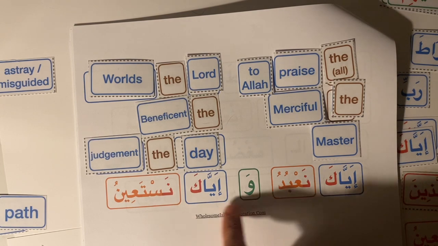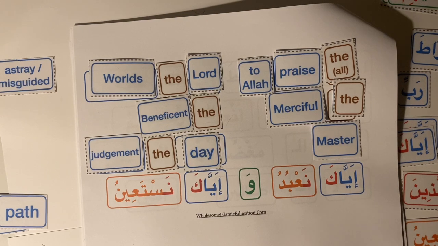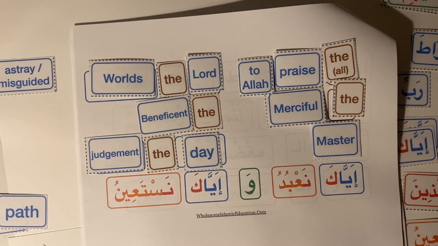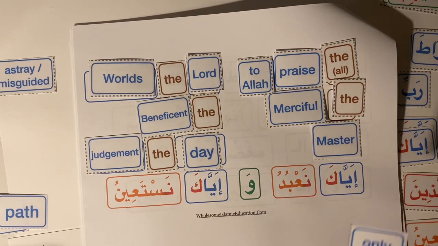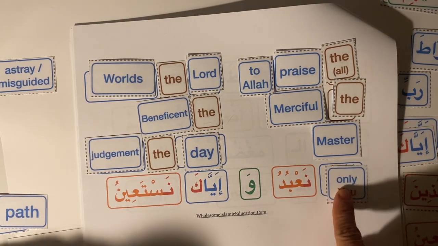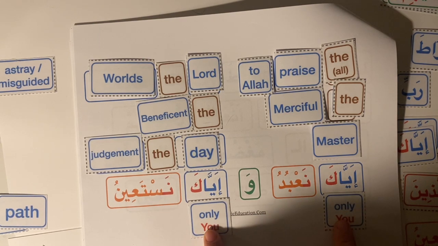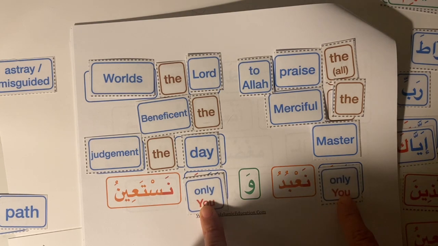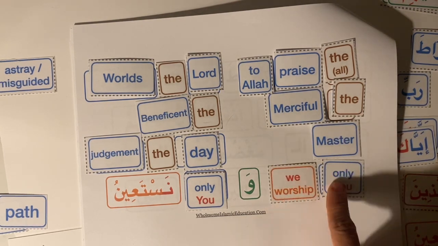Iyyaka na'budu wa iyyaka nasta'in. Only you do we worship, and only you do we seek help from. So iyyaka over here, this is a word that has both blue and red. So we only have one piece that has blue or red, and it's basically only you over here and another one there. Okay, so that's why the color coding can help them out a lot. Iyyaka means only you. The ka is the you over here. Na'budu, we have a word over here that is red and orange. So we have we worship, right?